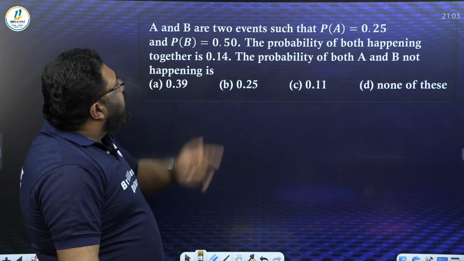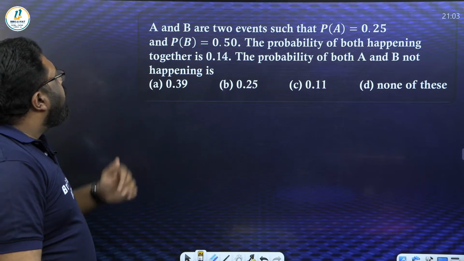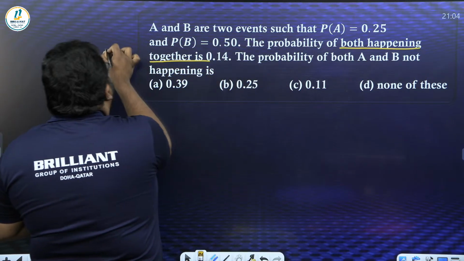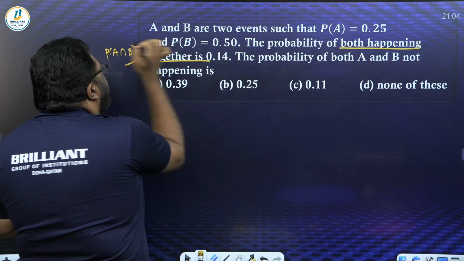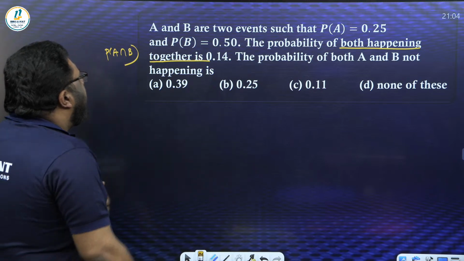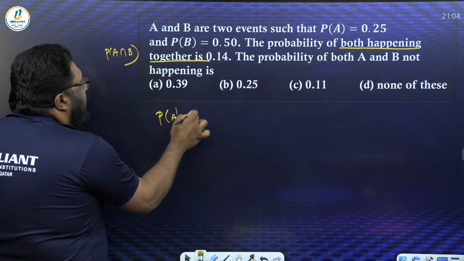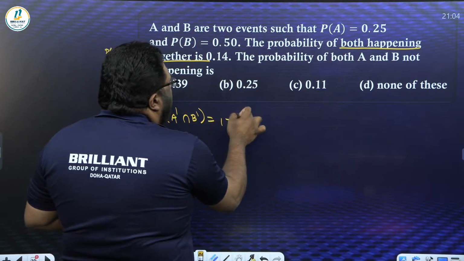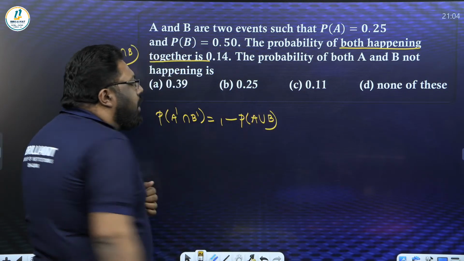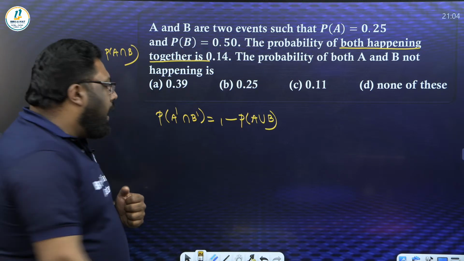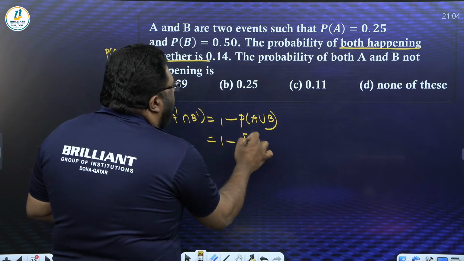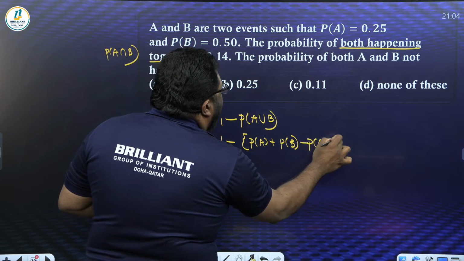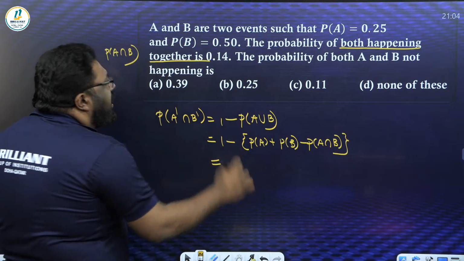Next one, A and B are 2 events. P of A is 0.25, P of B is 0.50. Probability of both happening, that is A intersection B, is also given. Probability of both A and B not happening, P of A dash intersection B dash. Not A and not B. Direct formula, De Morgan's law, 1 minus P of A union B. Substitute the formula, P of A plus P of B minus P of A intersection B. They gave it in terms of words.